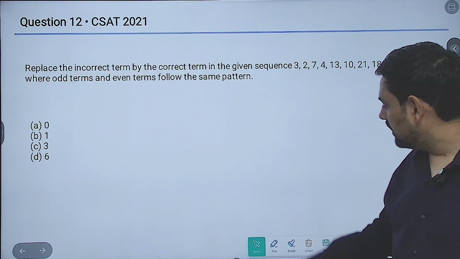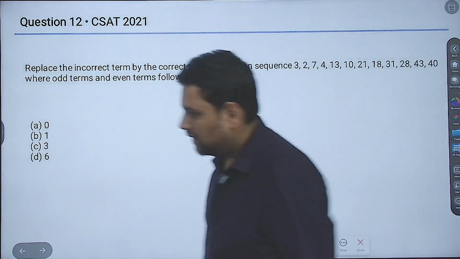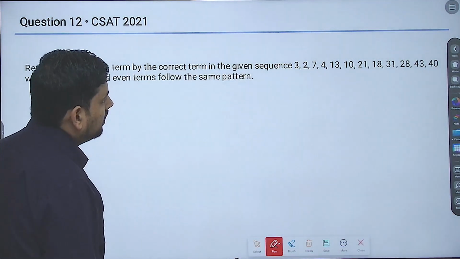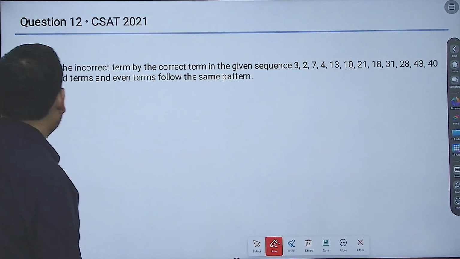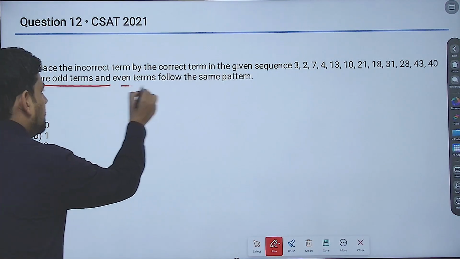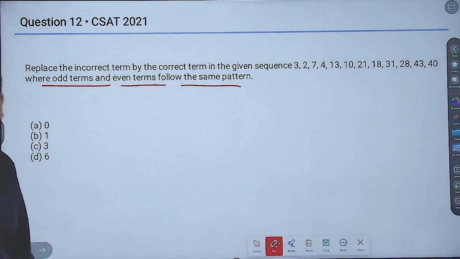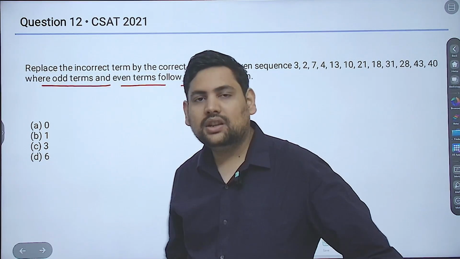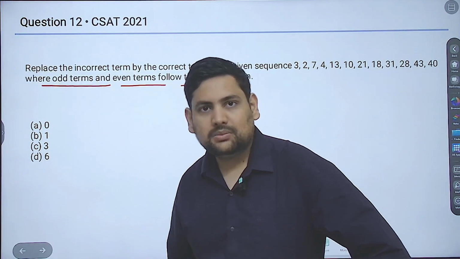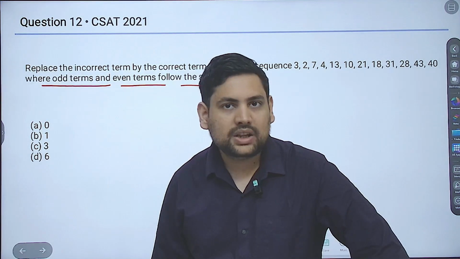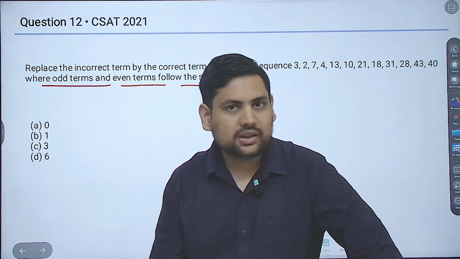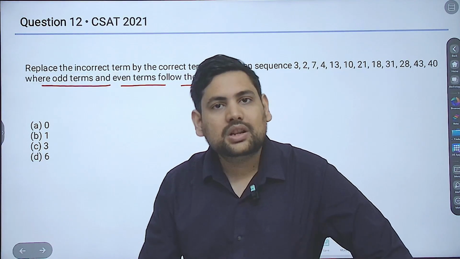Then this. So what it says: replace the incorrect term by the correct term in the given sequence. 3, 2, 7, 4, like this the sequence is given, where odd terms and even terms follow the same pattern. Now, they've already given you a hint. In the last question also they gave you a hint that it is based on prime numbers. Here also they have given a hint that it is based on odd and even series. So odd terms will form a different series and even terms will form a different series.